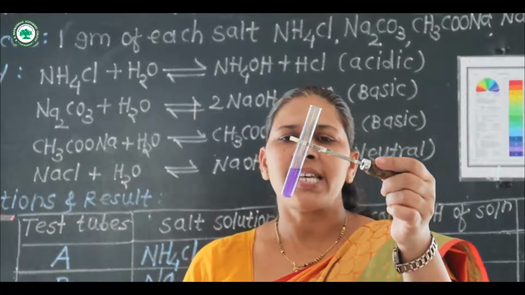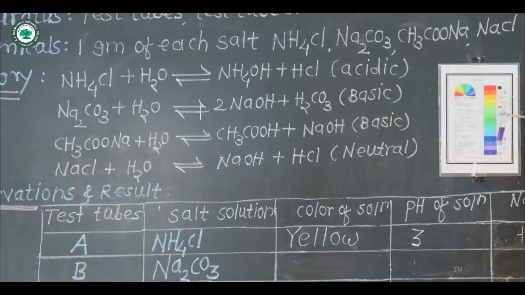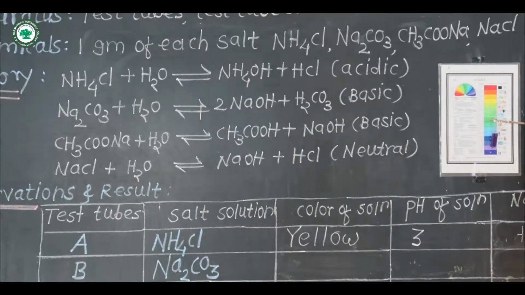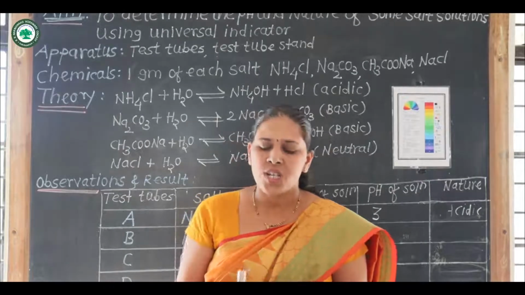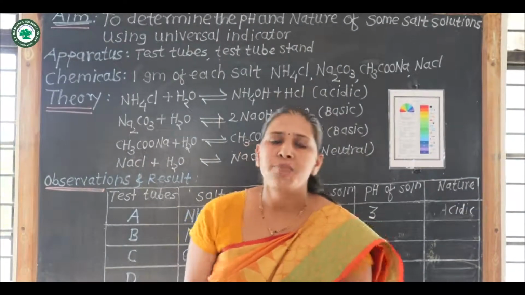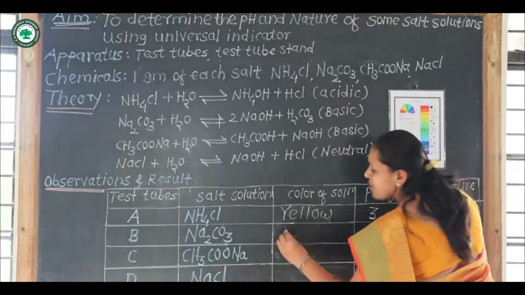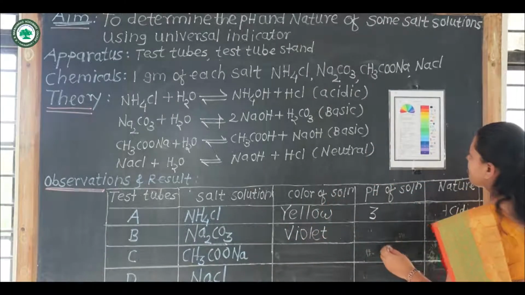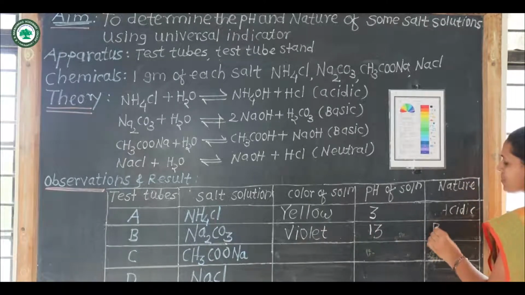The color of the salt solution is exactly violet, and then match this color to the pH scale. It indicates that the pH 13 color is violet, which matches our salt solution. Therefore, pH 13 means this salt solution is basic in nature because the pH is greater than 7. The color of the solution is violet, the pH is equal to 13, and the nature of the salt solution is basic.